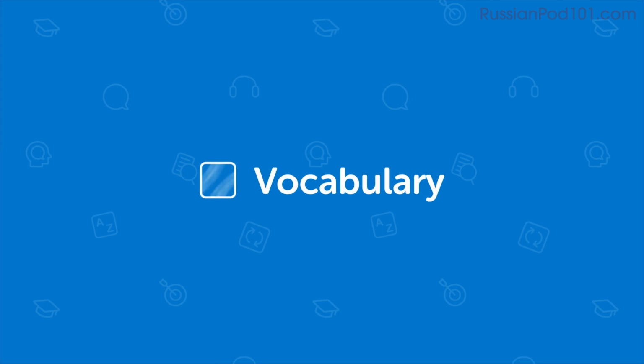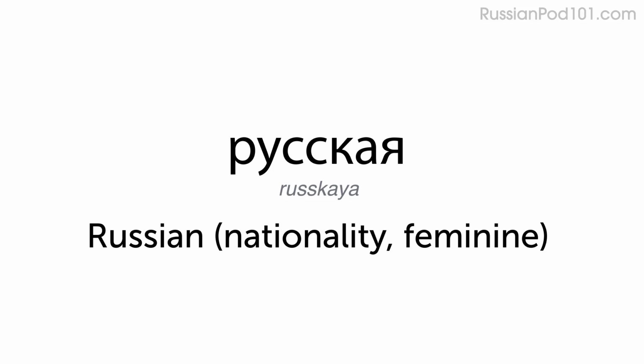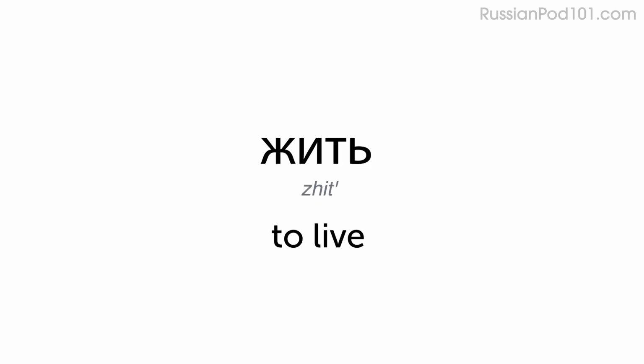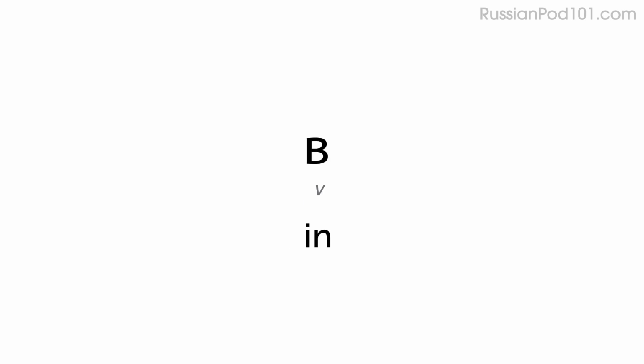Now you'll hear the key vocabulary, followed by the English translation. Русская. Russian. Украинка. Ukrainian. Okay, and the next word? Жить. To live. В. In.